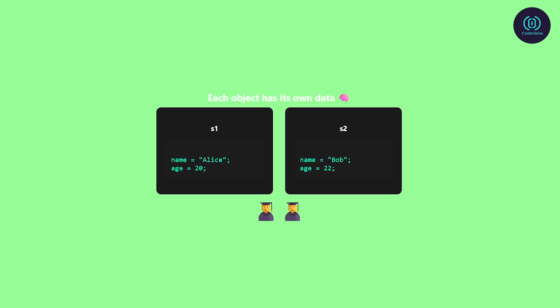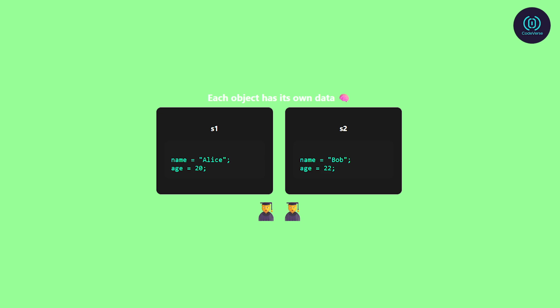Each object you create has its own version of the class's variables and methods. So if you create another student, Student s2, s2.name equals Bob, s2.age equals 22, s1 and s2 are now two completely separate students with different data, but the same behavior. This is where object-oriented programming shines. The class defines what an object can do. The object is the actual thing doing it.